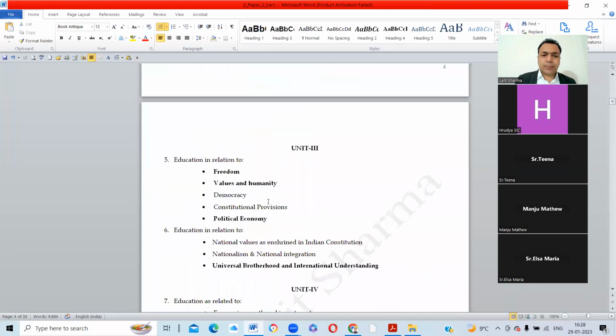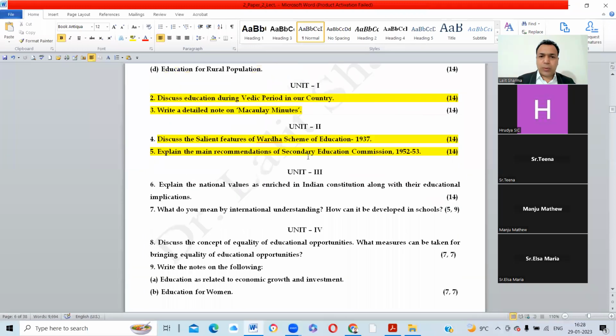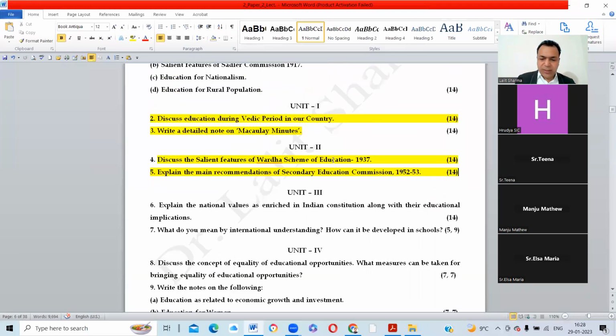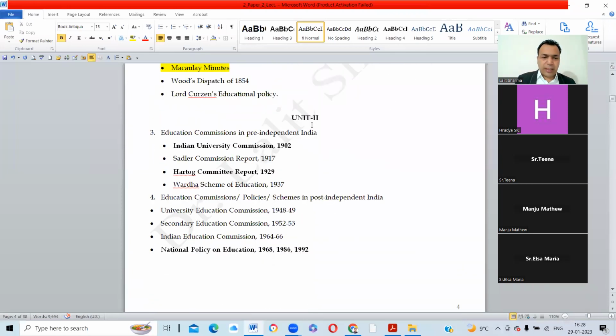Look, it has come from here. So see the unit 2nd. Under the unit 2nd, a question has come: Discuss the salient features of Wardha Scheme of Education 1937 and explain the main recommendations of Secondary Education Commission. You can see in the syllabus unit 2, Wardha Scheme of Education 1937 has come from chapter 3 and Secondary Education Commission has come from chapter 4.